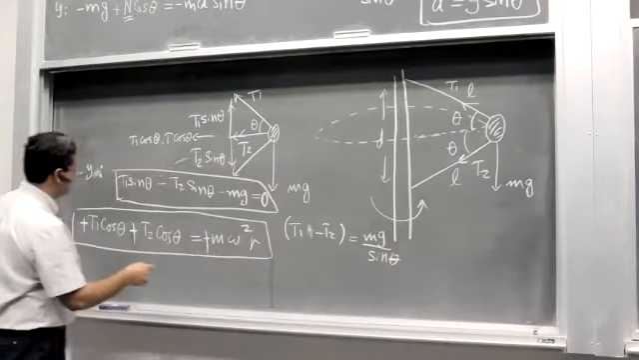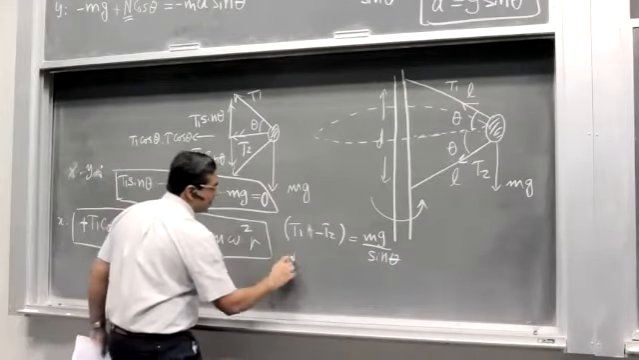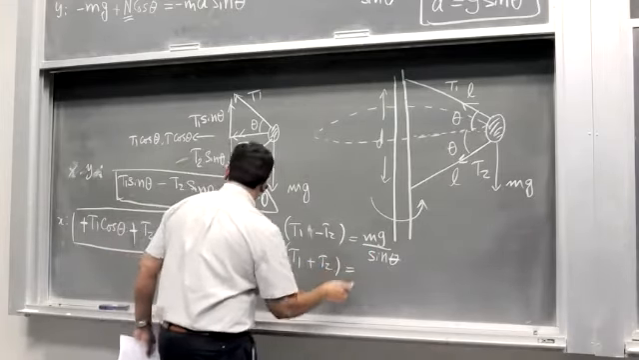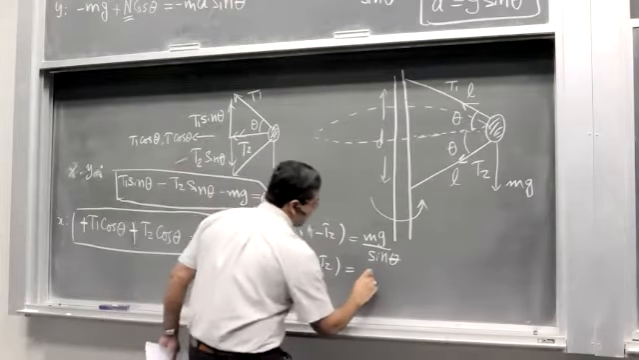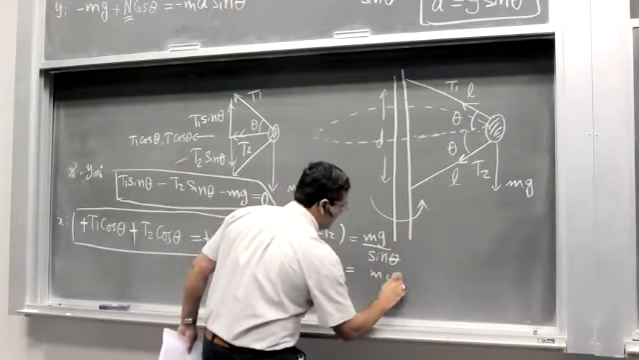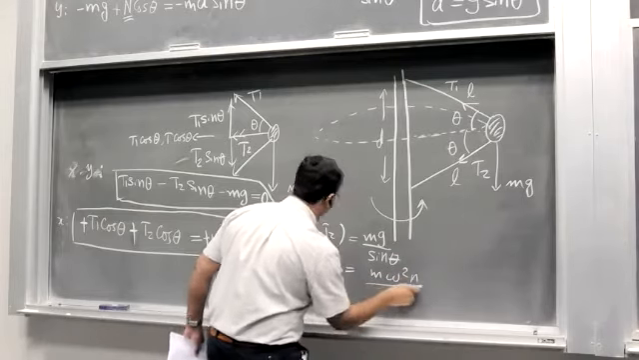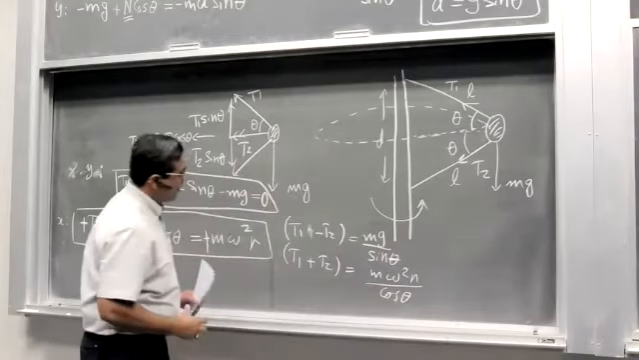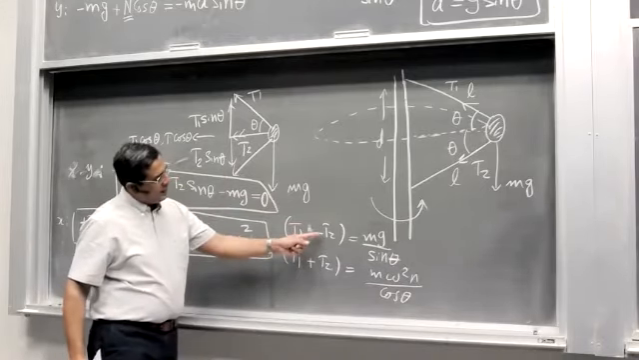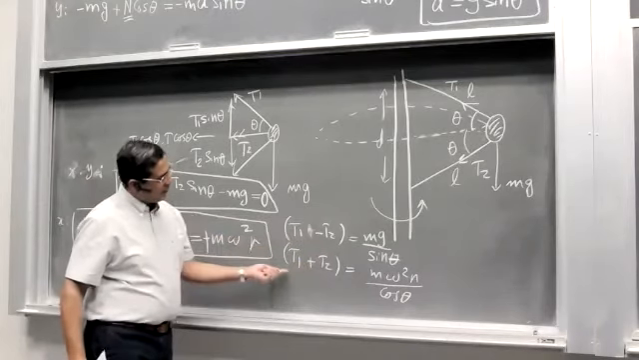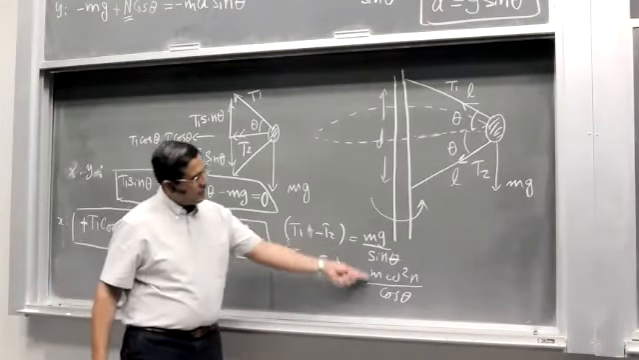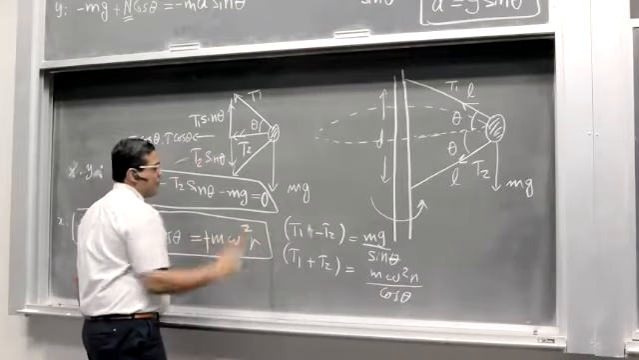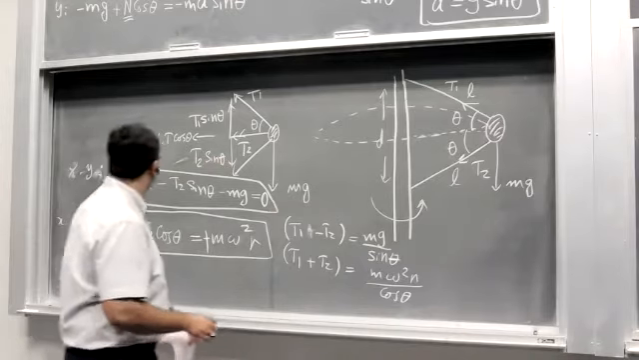First equation like this. And the second equation you can write T1 plus T2 equals m omega square r over cosine theta. All right. So if you add these two equations, the T2 would cancel. You'll get 2T1 times the sum of these two terms. And then if you subtract one equation from the other, you would get T2. So I'll just move on to the next board.